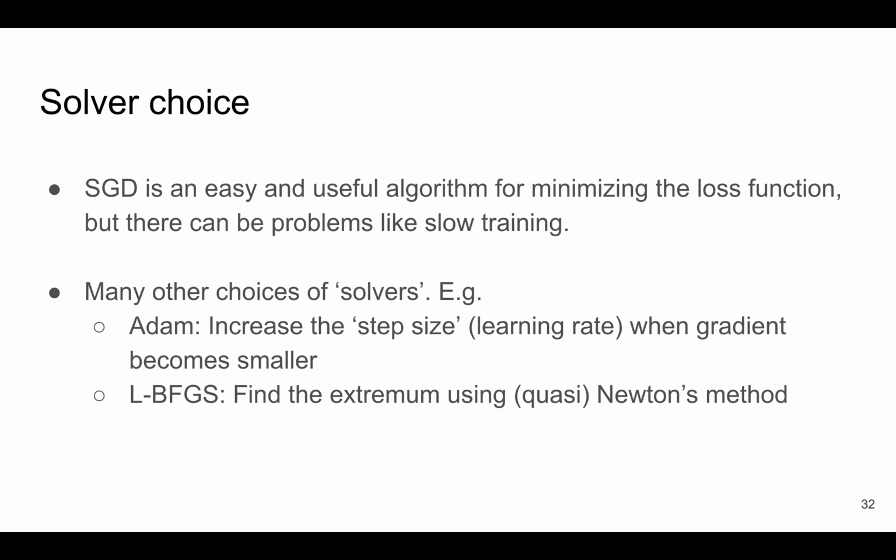We also have different options for solvers, meaning algorithms for minimizing the loss functions. Stochastic gradient descent is easy and useful, but there can be problems for SGD like slow training. There are many other options like Adam, which increases the step size, called the learning rate, when the gradient becomes smaller, or LBFGS, which is an algorithm that finds the minimum using the quasi-Newton method.